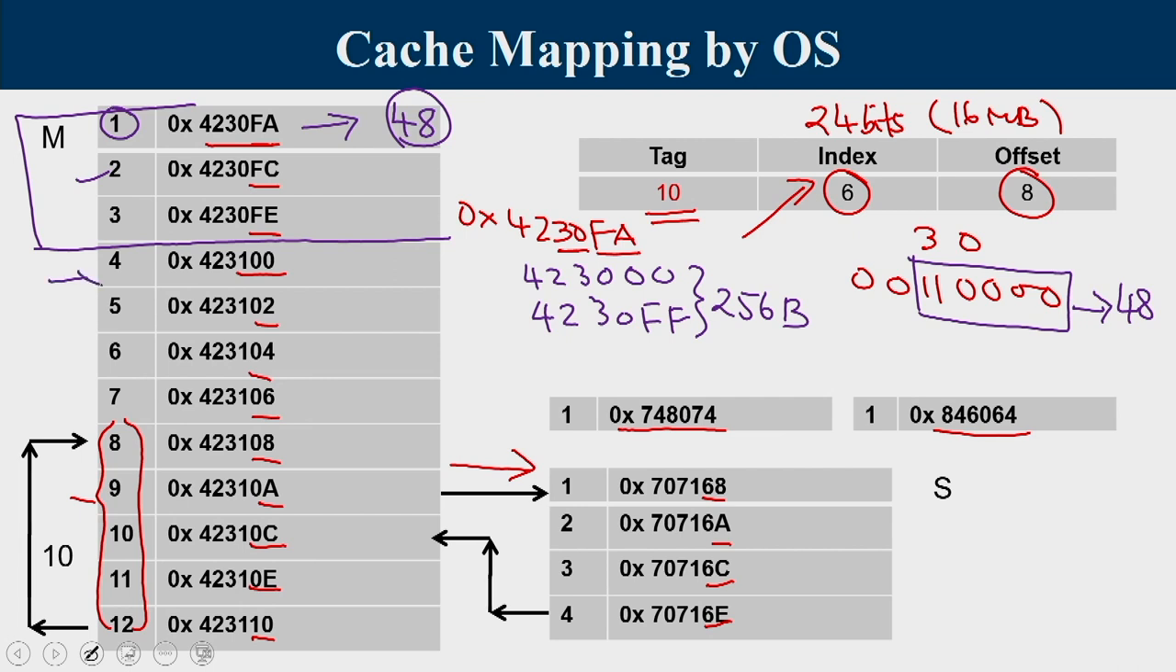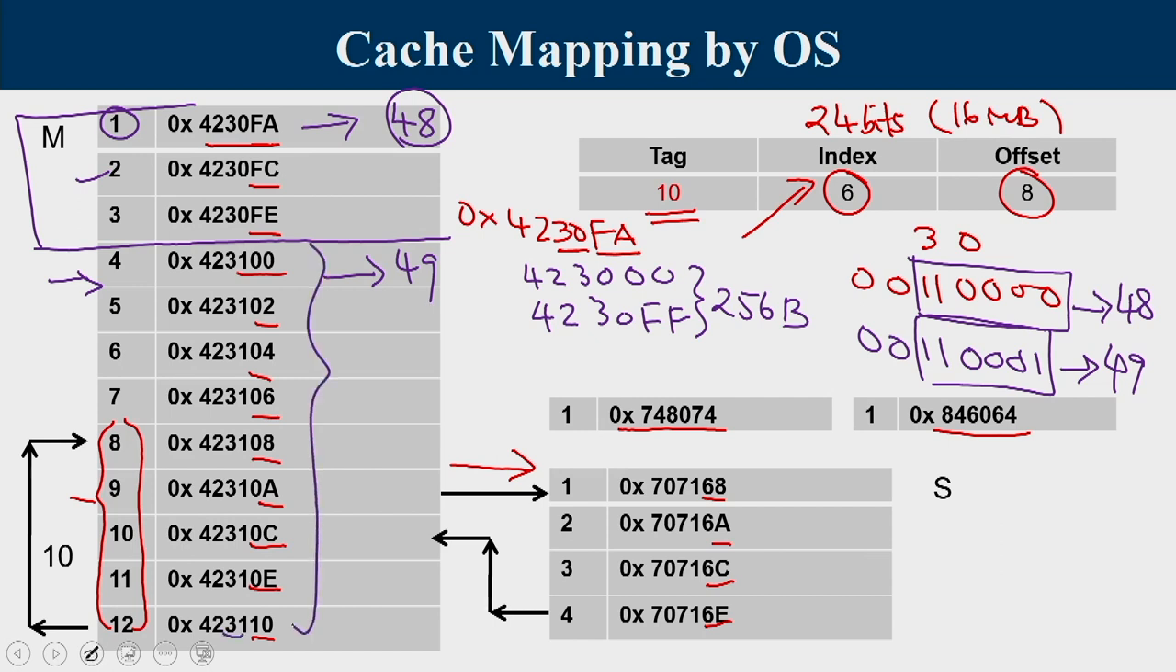But when you go to M4, it is actually 31. So 31 means it will be 0011 0001. That indicates these 6 bits will point to set number 49. So this is going to be set number 49, and everything else where you have this 31 will be part of set number 49. So on M4, we have one more miss that results in bringing the contents of 423100 to 4231FF. 256 bytes are brought. In these 256 bytes, M4 to M12 is completely contained. So they will be brought to set number 49.